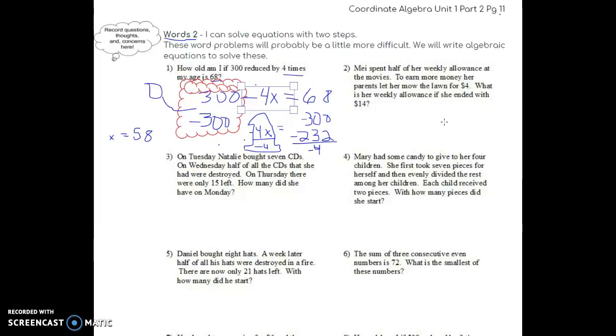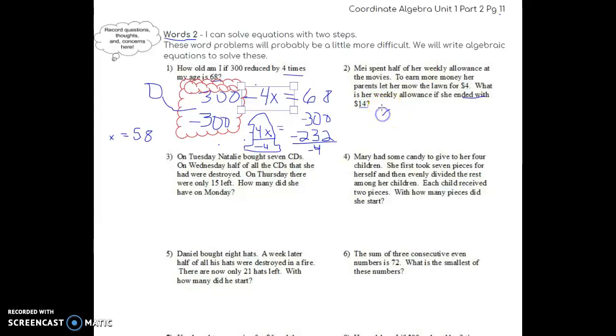All right, so looking at number 2. May spent half of her weekly allowance at the movies. To earn more money, her parents let her mow the lawn for $4. What is her weekly allowance if she ended up with $14 at the end of the week, all right? Okay, so she's got some money. Do we know how much money?